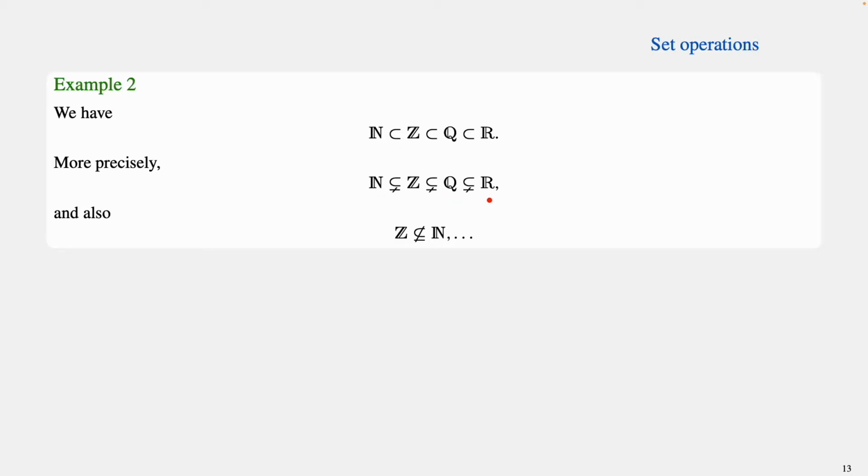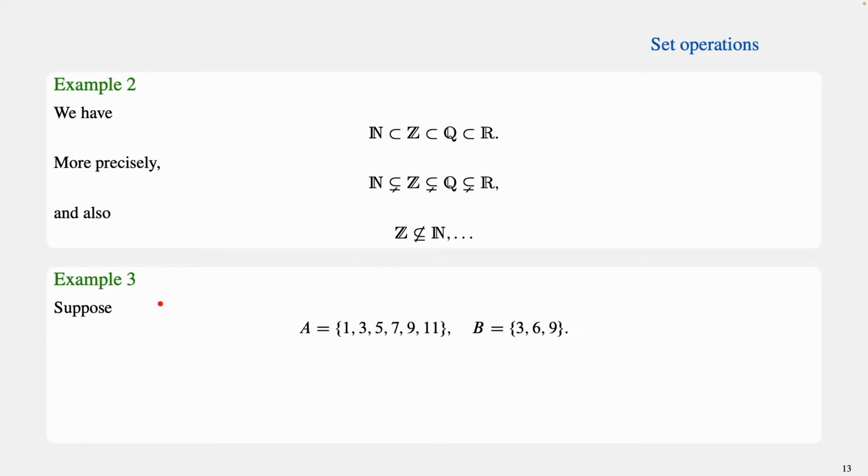and so Q is in fact a proper subset of R. So more precisely we could write it like this, using this subset but not equal notation. N is a subset of the integers but not equal to them. The integers are a subset of the rationals but not equal to them. The rationals are a subset of the real numbers but not equal. And we can also say that the integers are not a subset of the natural numbers because they contain elements that are not contained in the natural numbers. And again, I want to emphasize the difference between those two symbols. So I hope comparing these examples here might make it clear what the different meaning is.